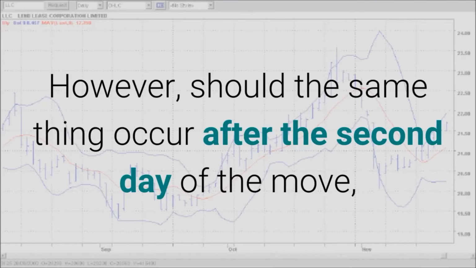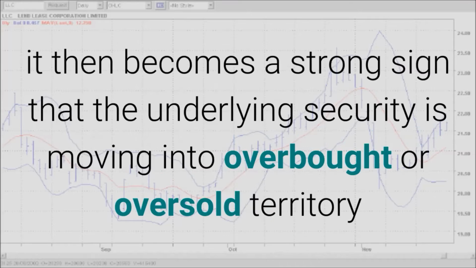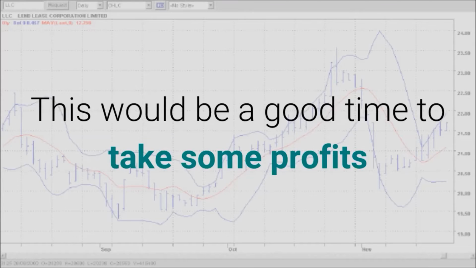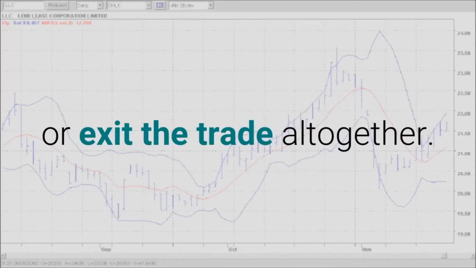However, should the same thing occur after the second day of a move, it then becomes a strong sign that the underlying security is moving into overbought or oversold territory, and therefore may not be able to sustain its current direction. This would be a good time to take some profits or exit the trade altogether.